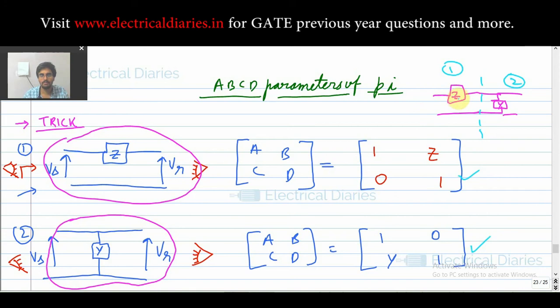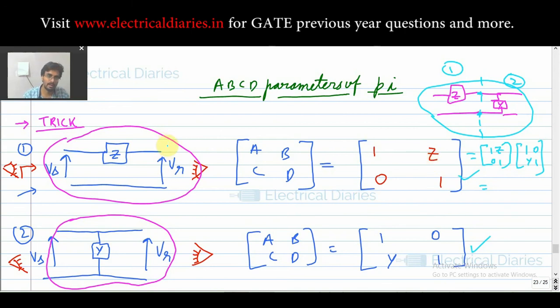So if somebody asks you to find the ABCD parameters of such a system, it has two elements and the two are connected in cascade. I hope you understood the meaning of cascade now. So you just multiply these two matrices, that is [1 Z; 0 1] into [1 0; Y 1]. If you multiply this, it gives you the ABCD parameters for this whole system. Okay, so this is the logic.